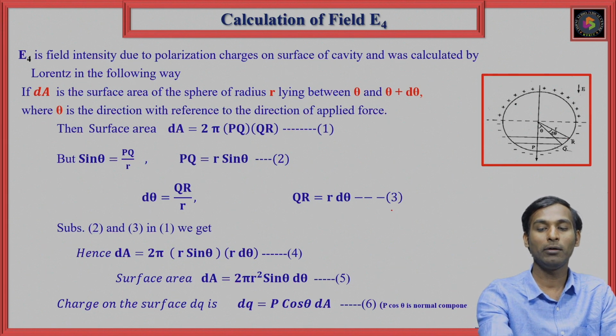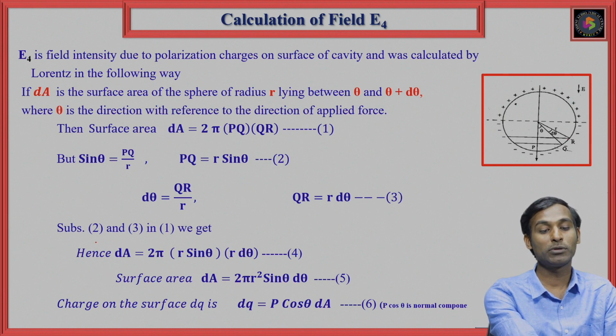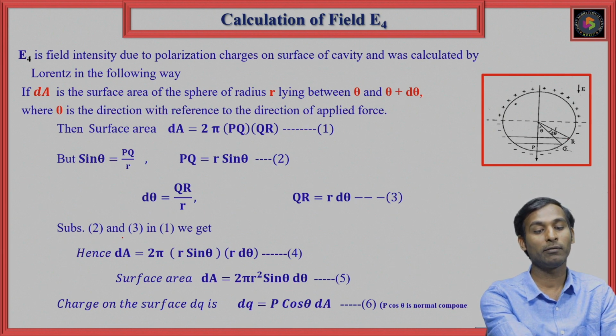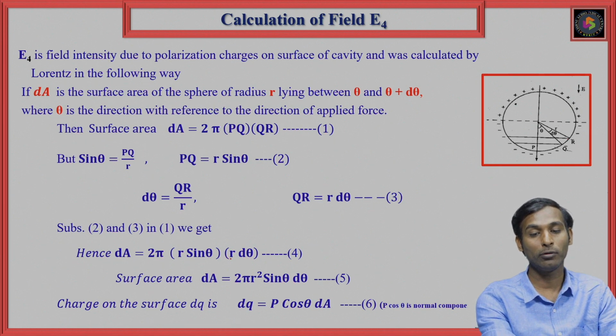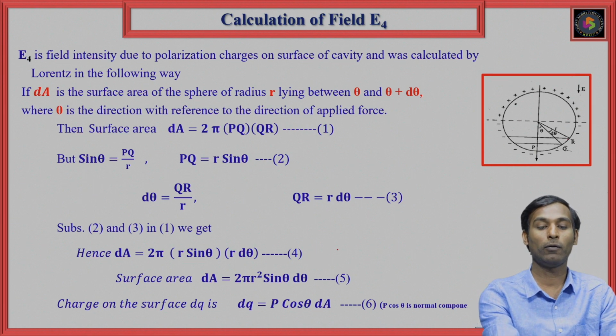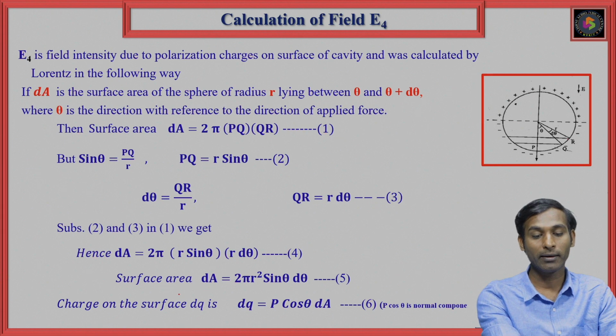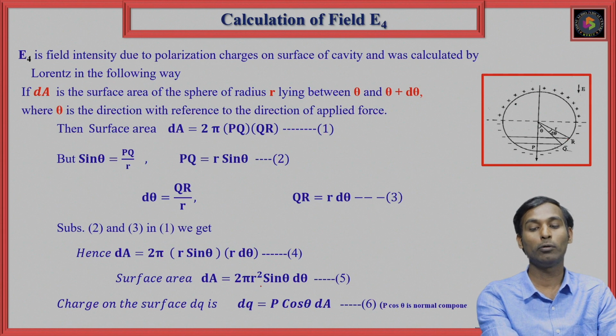Give some equation numbers 1, 2 and 3. Please substitute equation 2 and equation 3 in equation 1. What is dA? dA is said to be the surface area of the sphere, right? Hence dA is equal to 2 pi. What is the PQ value? PQ is R sin theta into what is QR? QR is R d theta, right? This is equation number 4. After that, the surface area dA is equal to 2 pi R square into sin theta d theta. This is the surface area of the sphere. Give it equation number 5.